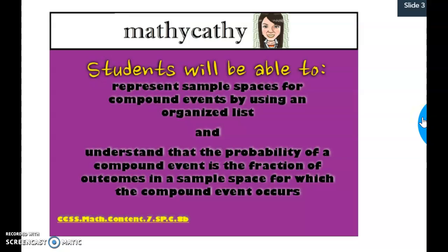And at the end of this lesson, you'll be able to represent a sample space for compound events by using an organized list and understand that the probability of a compound event is the fraction of outcomes in a sample space for which the compound event occurs. In other words, it's going to be yes over total.